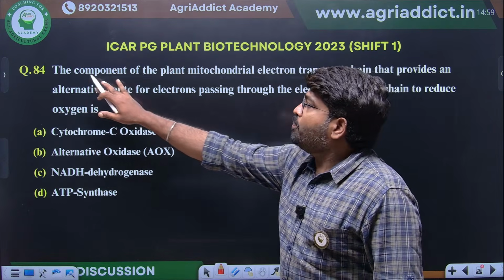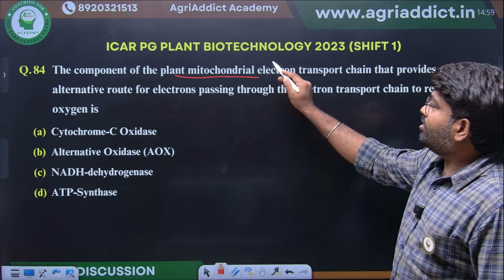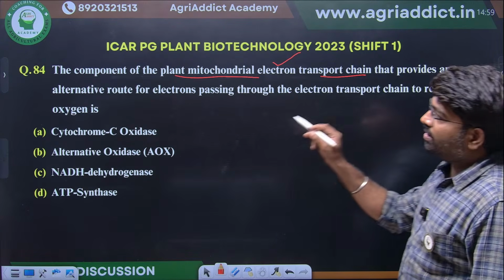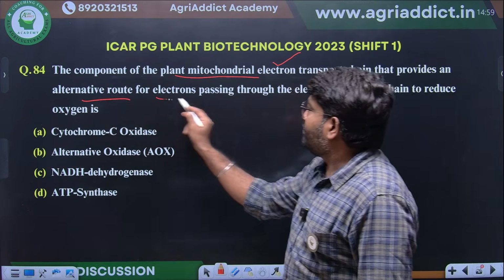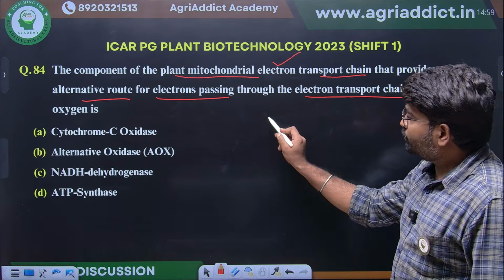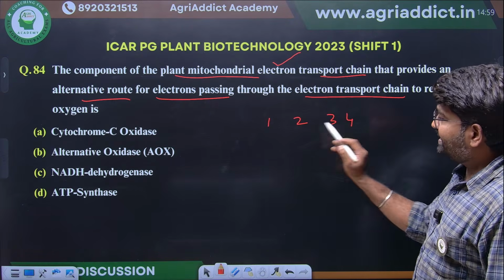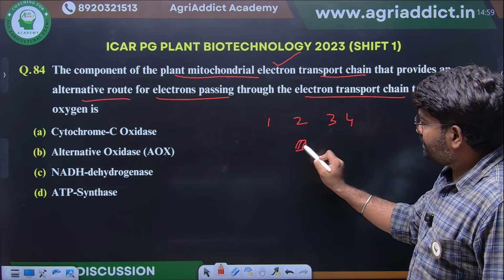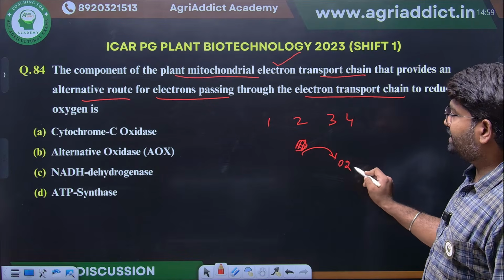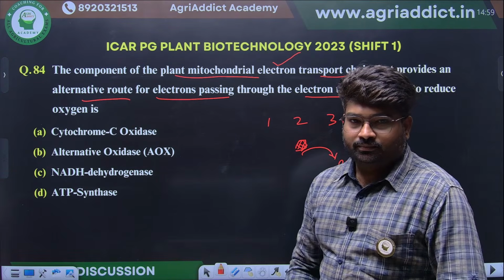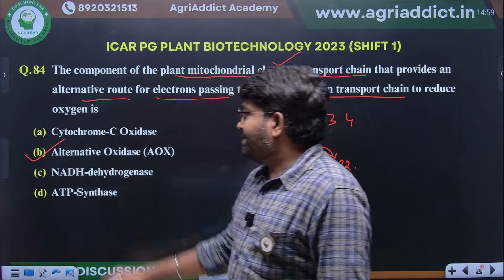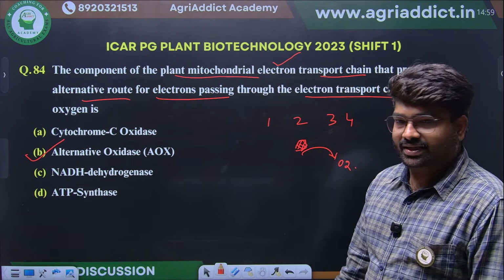Another thing from electron transport chain. The component of the plant mitochondrial electron transport chain that provides an alternative route for electron passing through the electron transport chain. We know four complexes will be there. There is a component that passes the electron directly to oxygen. What is that component name? Whether it is cytochrome C oxidase? Yes, excellent. Alternate oxidase.